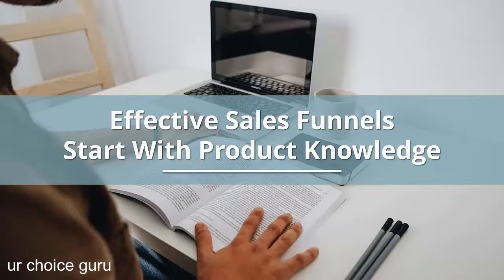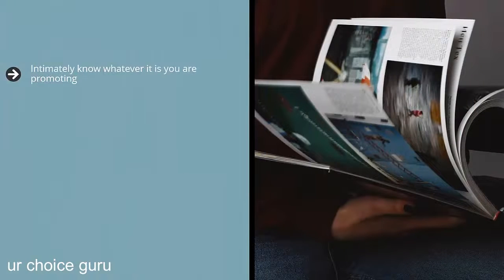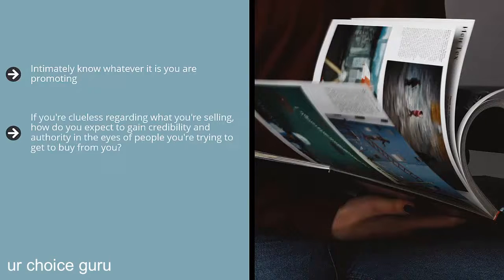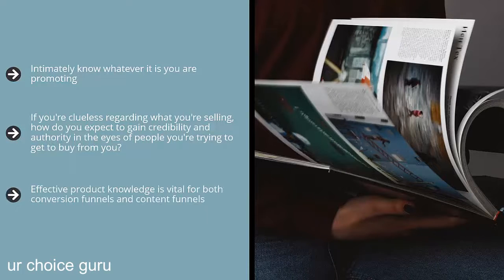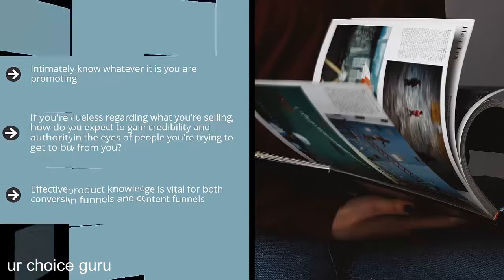Effective sales funnels start with product knowledge. Intimately know whatever it is you are promoting. Whether you're selling a product or service or you're an affiliate pushing someone else's stuff, it doesn't matter. You must establish some level of expertise in whatever it is you are pushing. If you're clueless regarding what you're selling, how do you expect to gain credibility and authority in the eyes of people you're trying to get to buy from you? That's just not going to happen because you did not put in the time, effort, and energy to achieve that level of knowledge. Effective product knowledge is vital for both conversion funnels and content funnels.